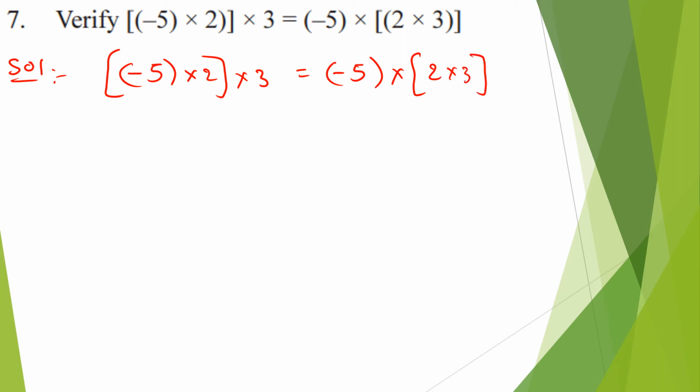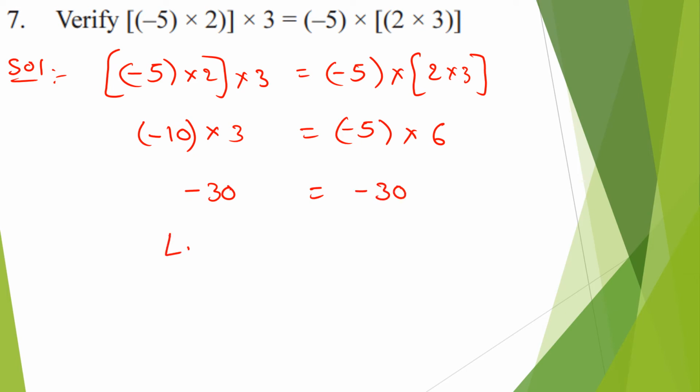Look at that. First we should multiply this group of numbers, that is minus 5 into 2, that is minus 10, into 3. So that is equal to minus 5 into 2 into 3, that is 6. Now minus 10 into 3, that is minus 30. That equals minus 5 into 6, that is also minus 30. Here LHS is equal to RHS. Hence it is verified.